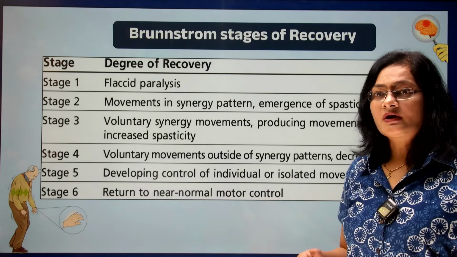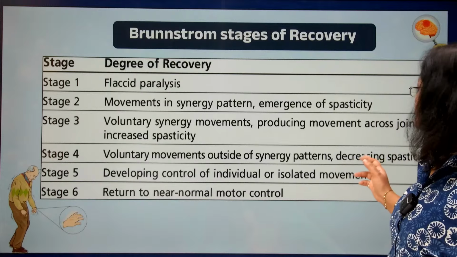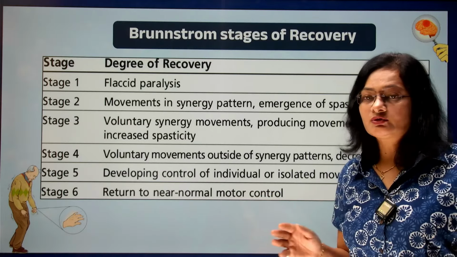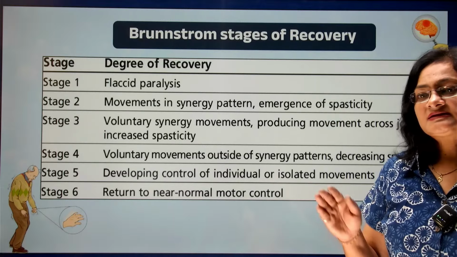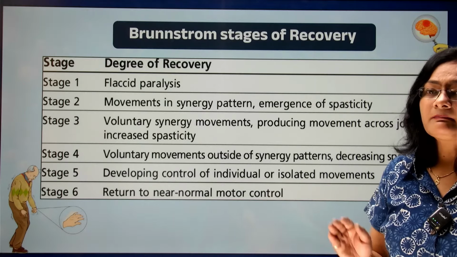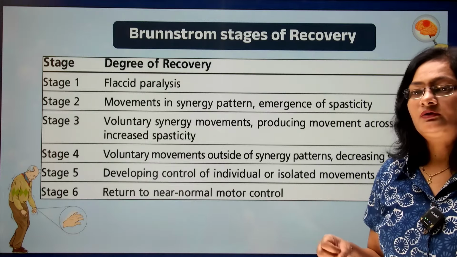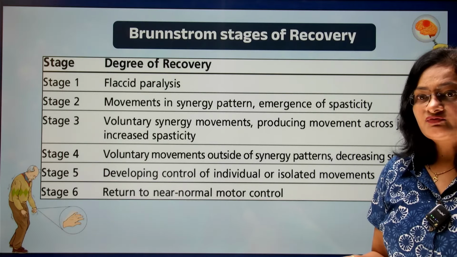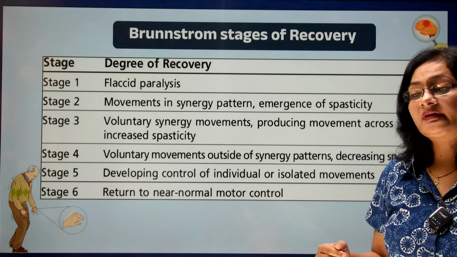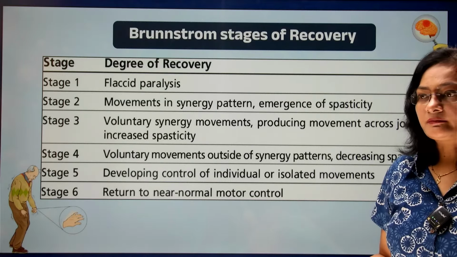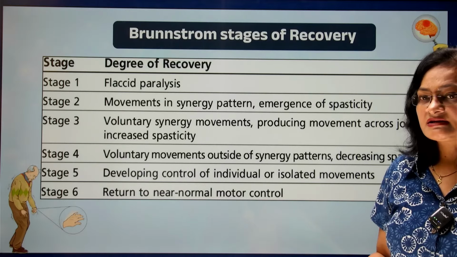Stage 3, voluntary synergy movement, producing movement across joints, and spasticity will increase. So during stage 3, the components of synergy will appear and the spasticity will gradually increase. So there will be peak spasticity in stage 3 and you will be able to identify components of the synergy pattern. In stage 4, voluntary movement outside the synergy pattern will start occurring. So spasticity will start declining from stage 4. The patient may plateau at any time between stage 3 and stage 4.